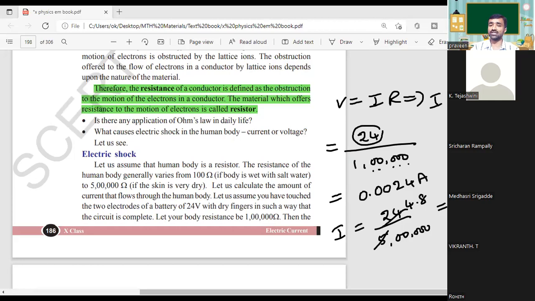0.00048. So which is the lesser amount of current? This is. Which is the maximum amount? This is. So what happened? Here the amount of current is increased through our body due to the decrease in resistance. So current and resistance are in which proportion? Directly or inversely proportional? Can anybody answer? What is the proportionality expected between the current and resistance here? Inversely proportional or directly proportional?